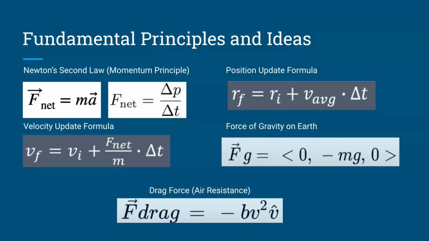Finally, it is important to note that the force of gravity on an object on Earth is negative mass times g, which is 9.8, and the drag force equals a drag force coefficient times speed of the object squared times v hat, which tells us the direction of the air resistance. Now, these forces will be needed in the computational models as they will affect the speed.